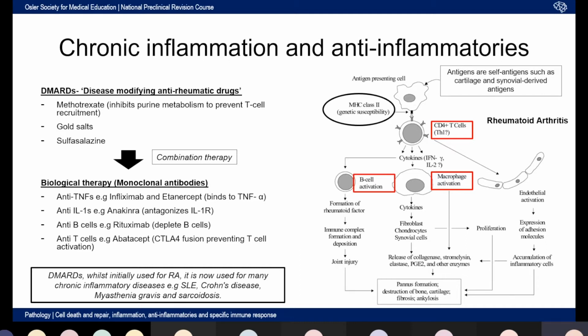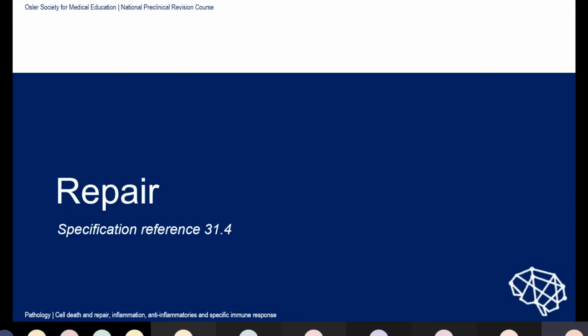Whilst this was designed for rheumatoid arthritis, now it's been used for loads of chronic inflammatory conditions, and that's worth remembering. Whilst it's called DMARDs, which is disease-modifying anti-rheumatic drugs, it's used for loads of other chronic inflammatory diseases as well. So next thing we're going to talk about is repair.